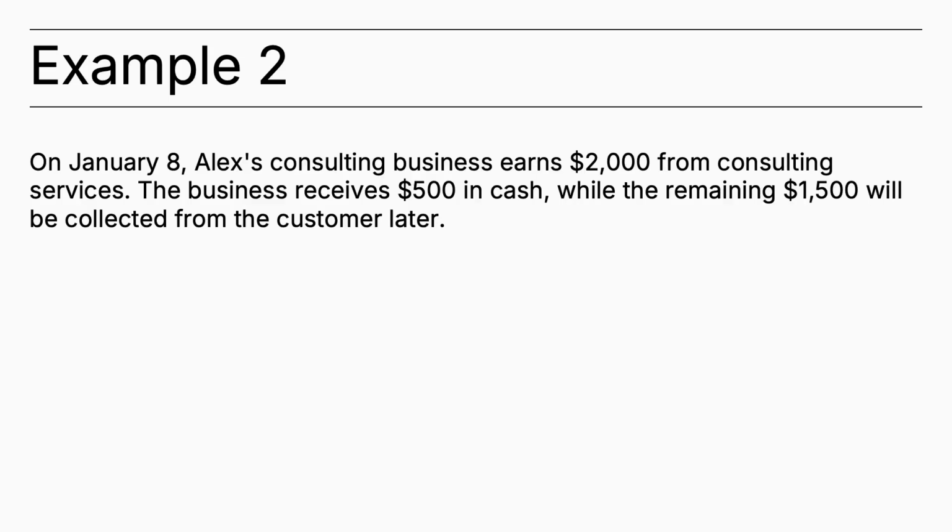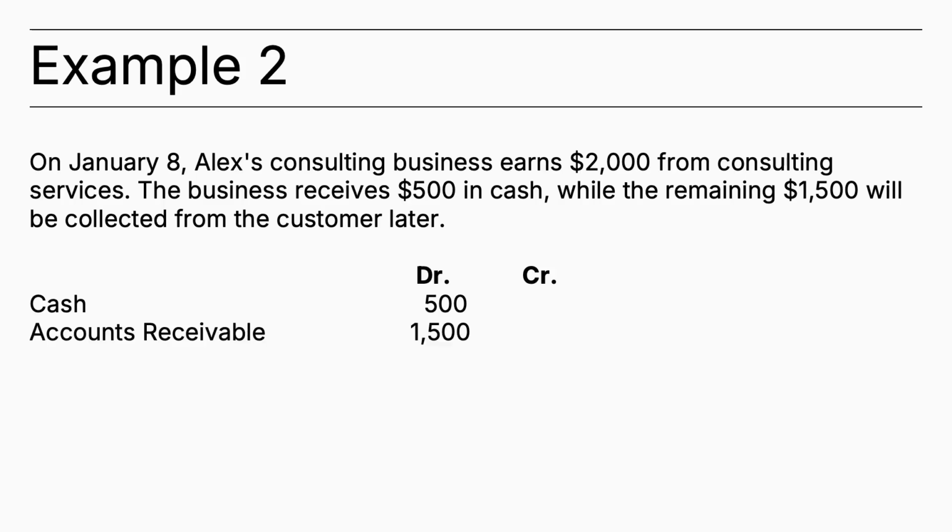To record the transaction, we first again identify the accounts affected. Cash increases by 500 because the business receives money immediately. Since cash is an asset, the increase is recorded as a debit. The remaining 1,500 represents money owed by the customer. This increases accounts receivable, which is also an asset. Because assets increase with debits, accounts receivable is debited for 1,500.